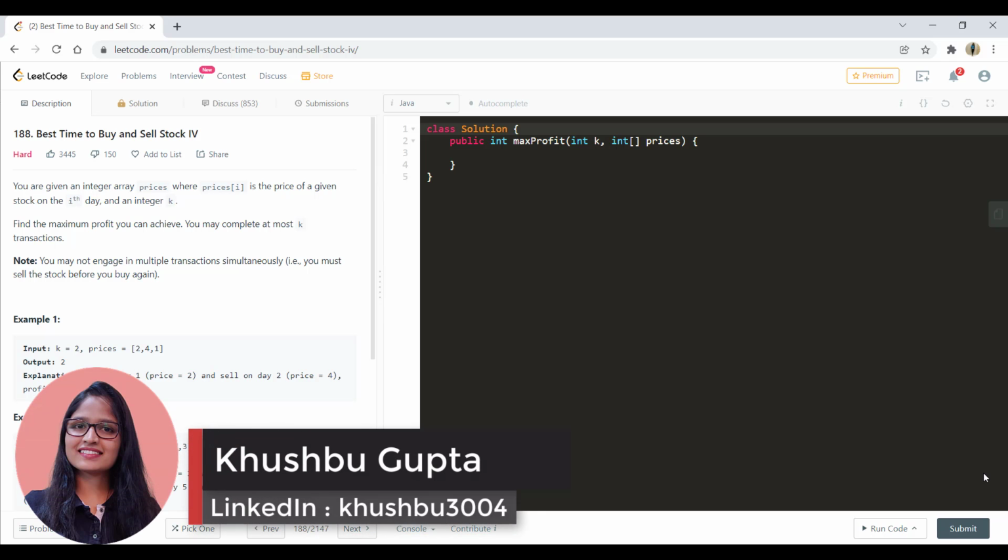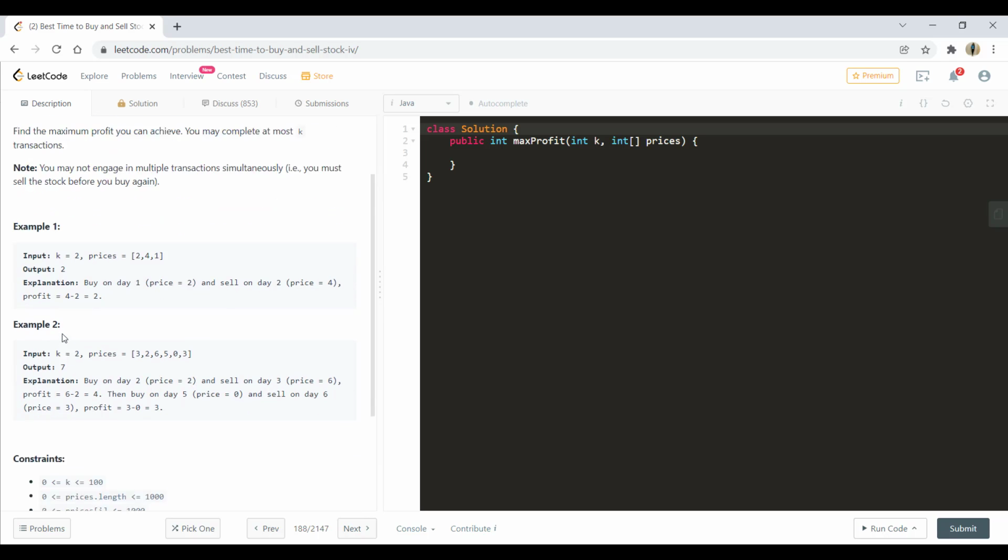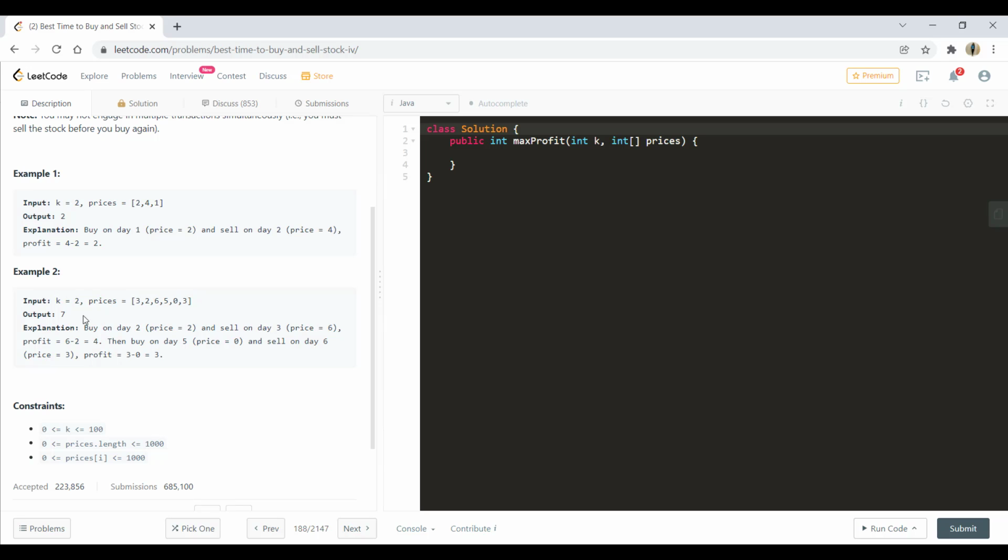My name is Khushbu and in this video we are going to see the fourth part of the question, best time to buy and sell stocks. You are given an integer array prices where prices[i] is the price of a given stock on the ith day and an integer k. Find the maximum profit you can achieve such that you may complete at most k transactions. Note here it is given that you may not engage in multiple transactions simultaneously. That is, you must sell the stock before you buy again. Here are some examples given to us and the explanation with this example.